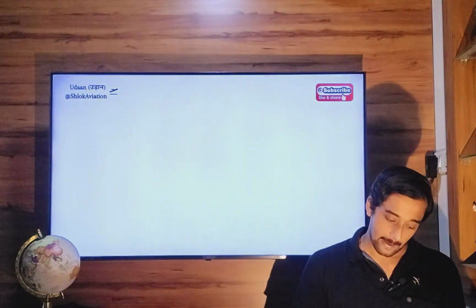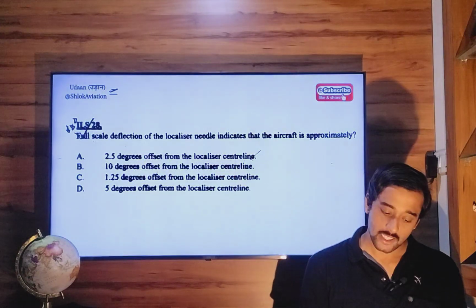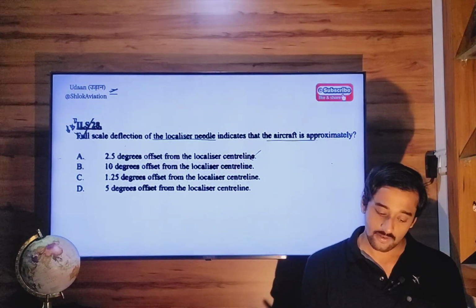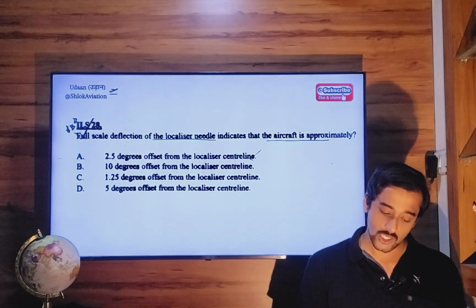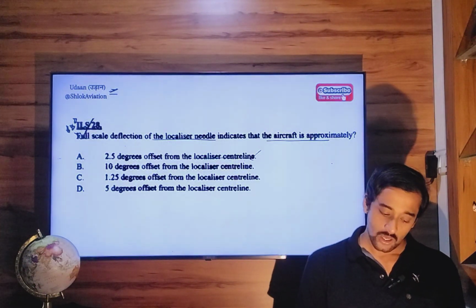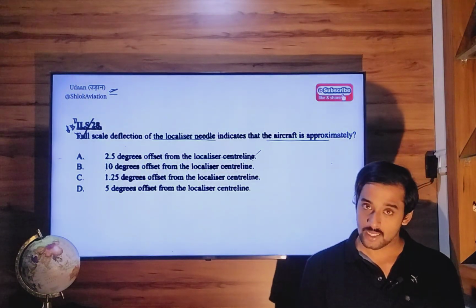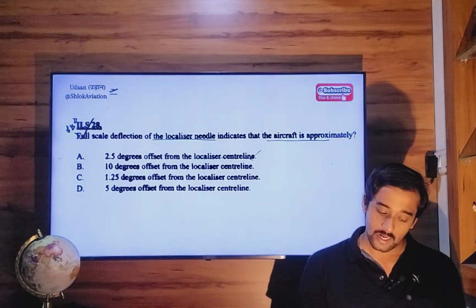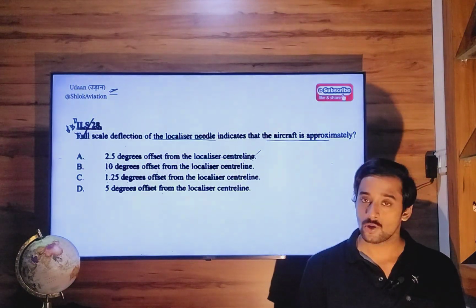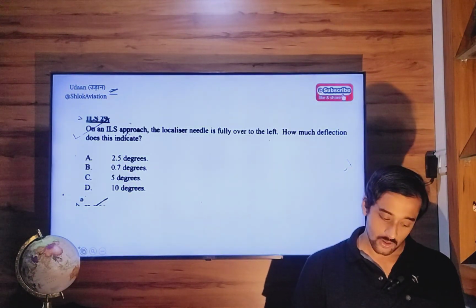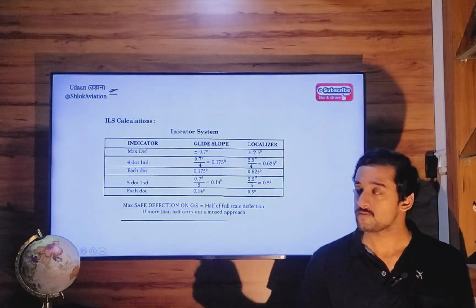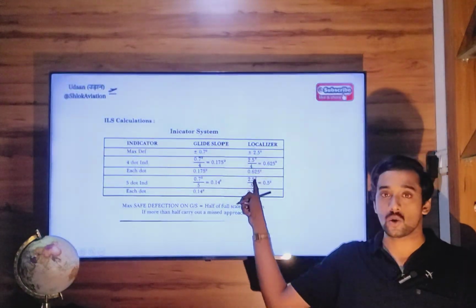Next, full scale deflection of the localizer needle indicates the aircraft is approximately 2.5 degrees offset, meaning deviated from the localizer center line, 10 degrees offset from the localizer center line, 1.25 degrees offset from the localizer center line, or 5 degrees offset from the localizer center line. So remember this. You will have to remember this picture. Look at the localizer column.